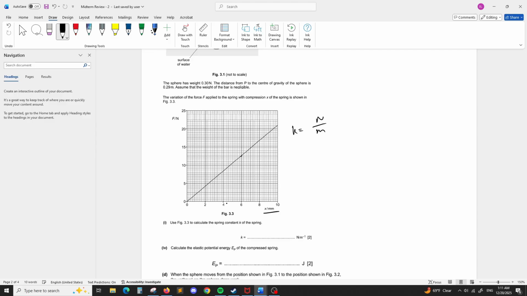Let's take this dot and then draw a triangle from here. This seems the easiest straight line I know. So then it becomes 12.5 newtons, the change, of course, divided by 0.006 meters. If you do that, you get a k constant of about 2100.